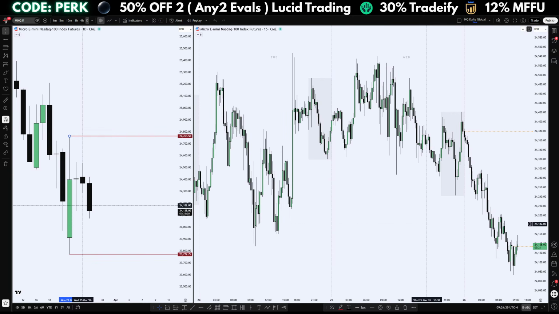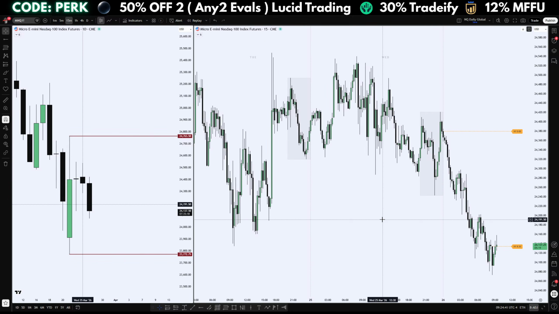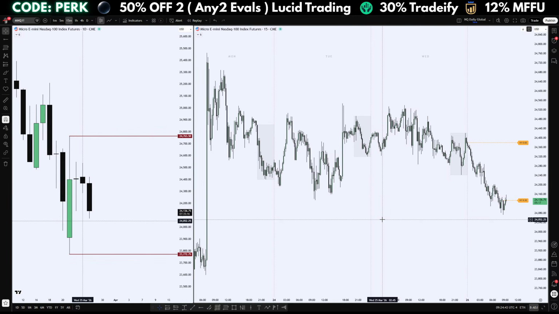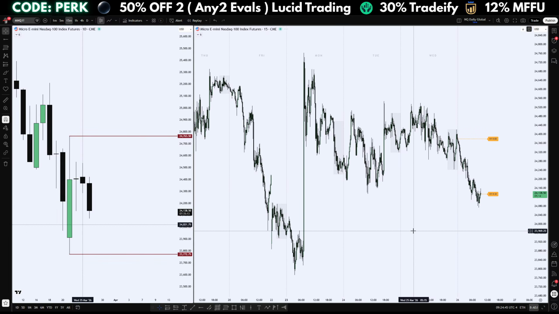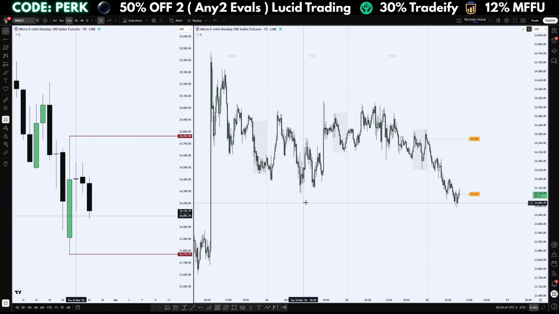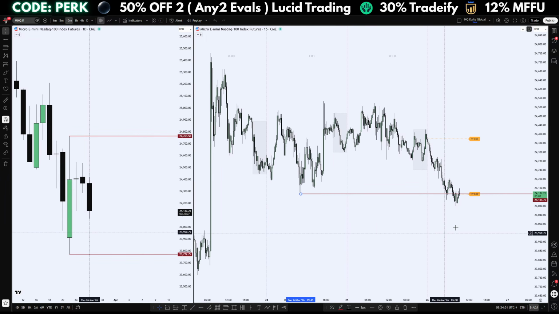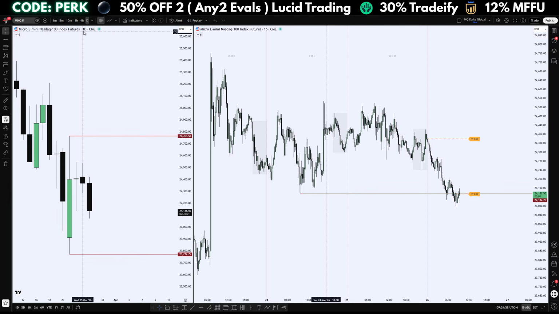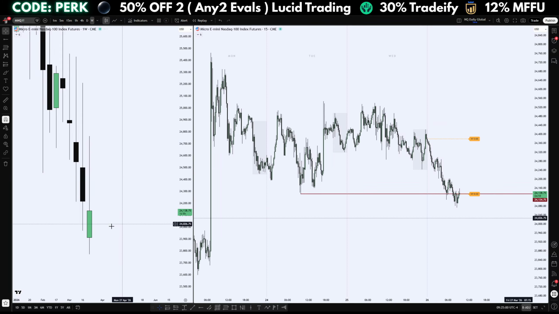So what we are going to focus on, we don't have a proper setup, okay? We have taken out the Tuesday's low. So this is the Tuesday low. We have done the stop run about this. Let me check the weekly chart also.